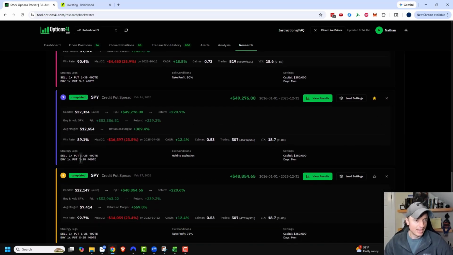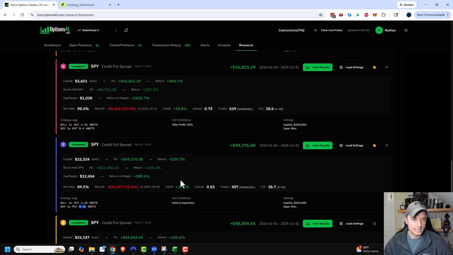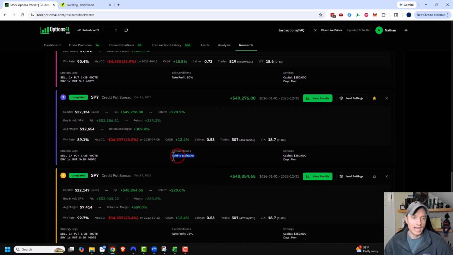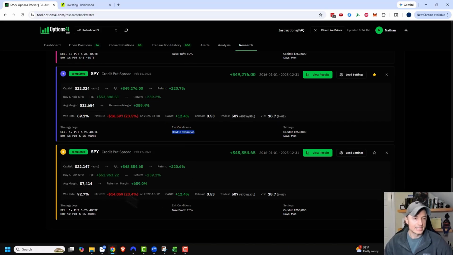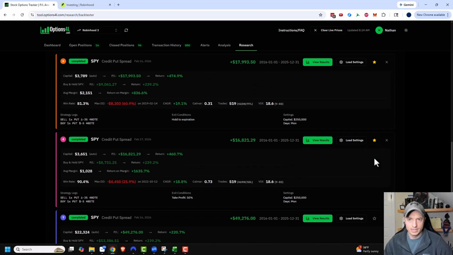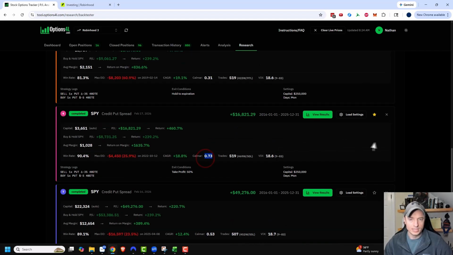Moving on down, we have our first 25 delta and $25 offset right there. So that was the other original back test that we found that produced good results. And we can see that the CAGR is not as high. It's only at 12.4%. The max drawdown is the lowest we've seen so far at 23.5%. And actually, now that I'm looking at it, this is the one that we had originally, so without any exit conditions. So the one without exit conditions performed better than any of the ones that had exit conditions, and the only one that ranked well was the take profit at 75%. So I think I have my favorite now. I'm going to go ahead and uncheck this one, and we're going to keep this one with the 0.73 Calmar.